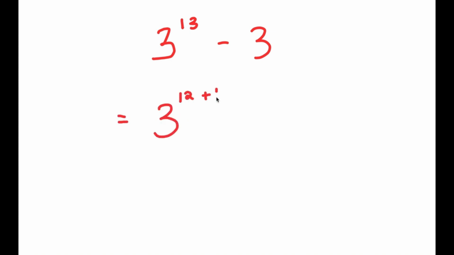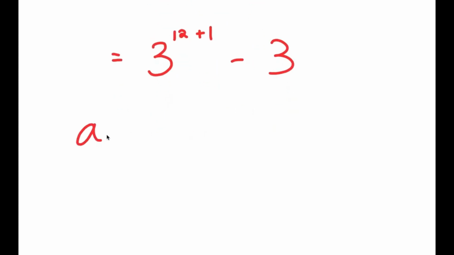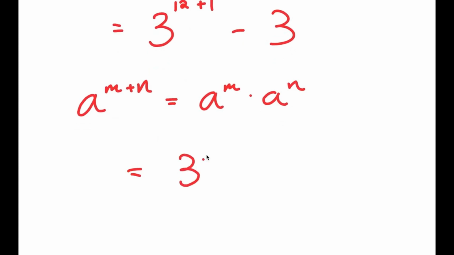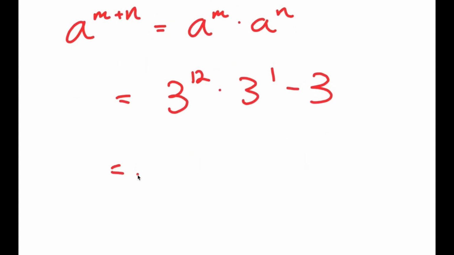Alright, so in this video, I'm going to solve the problem 3 to the power of 13 minus 3. So to solve this, I'm going to first start by rewriting this as 3 to the power of 12 plus 1, minus 3. Now if I have something in the form a to the power of m plus n, this is equal to a to the power of m times a to the power of n. So I get 3 to the power of 12 times 3 to the power of 1, minus 3. And from here, I can factor out 3. So I get 3 times (3 to the power of 12 minus 1).